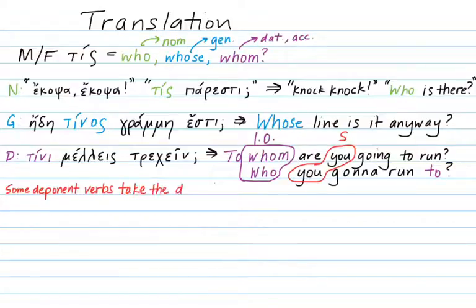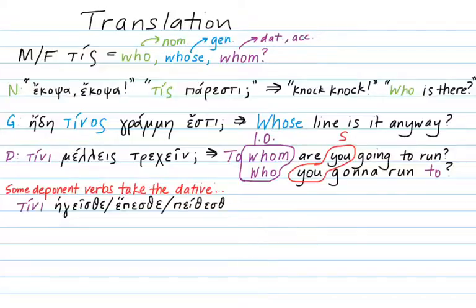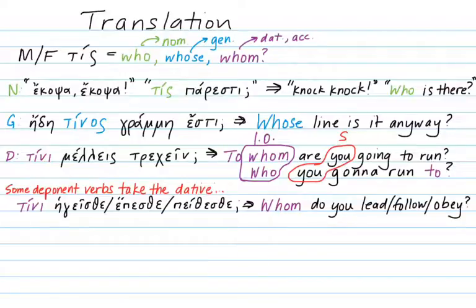Also note that some Greek verbs, usually deponent, happen to take the dative case. Instead of an accusative direct object, they are followed by a dative. So an example is tini hegeste, hepeste, or peseste. I've given you 3 different sample verbs. You can translate these as whom do you lead, follow, or obey. And again, native English speakers rarely use whom anymore, so you will probably hear this as who do you lead, follow, obey.